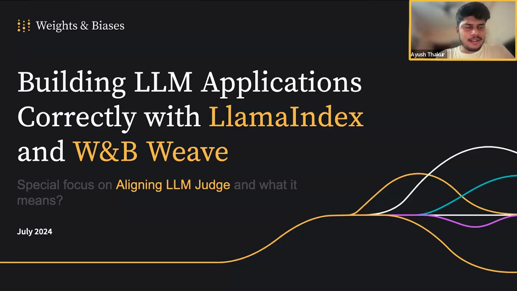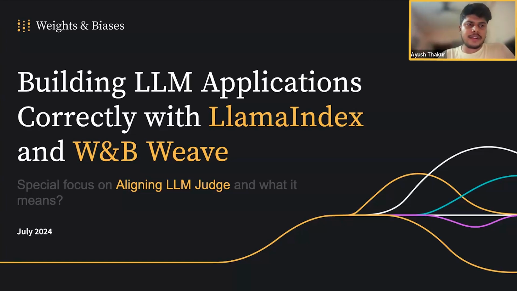So for housekeeping, I am going to be presenting some slide deck, just so that we all can be on the same page. And then I have a notebook that I want to run through to demo building a RAG pipeline with LlamaIndex and things that you get out of the box if you use W&B Weave, the way you can structure your RAG pipeline, the way you should think about evaluation, and then what alignment actually means when we talk about aligning an LLM judge, right?